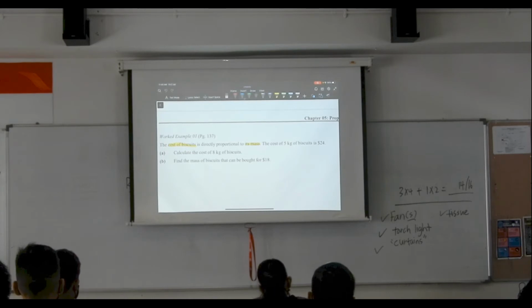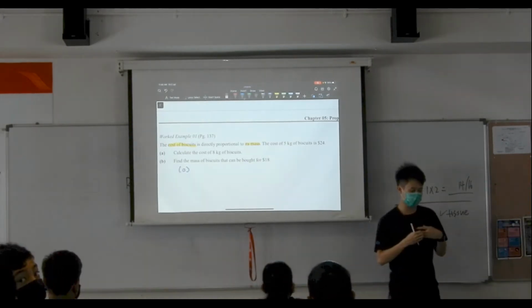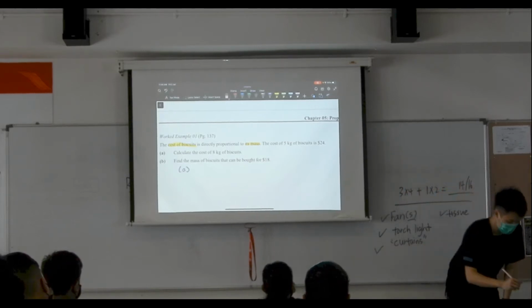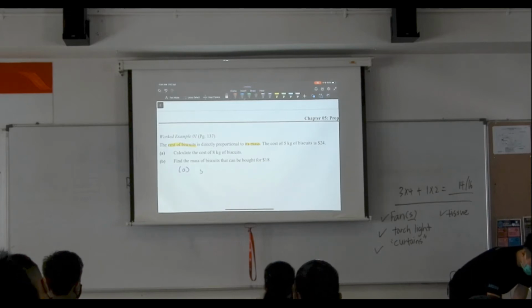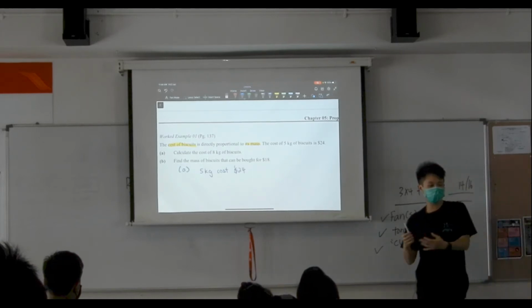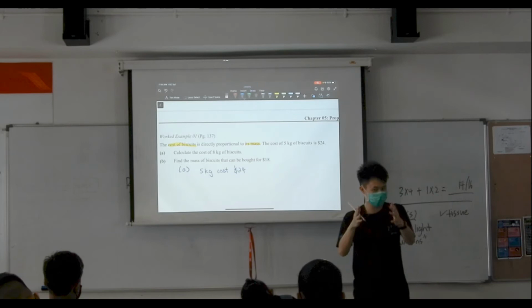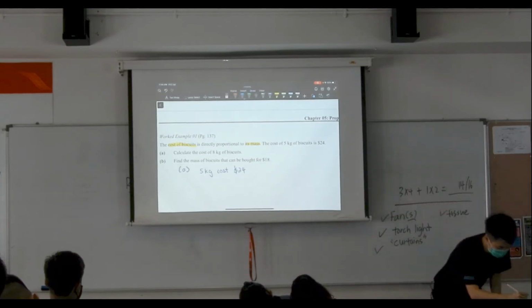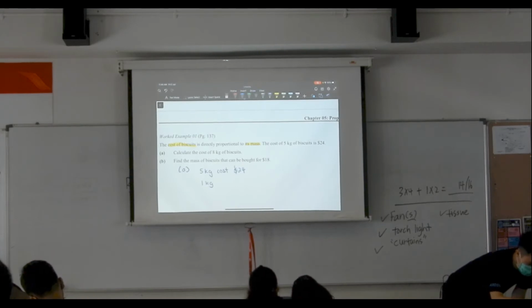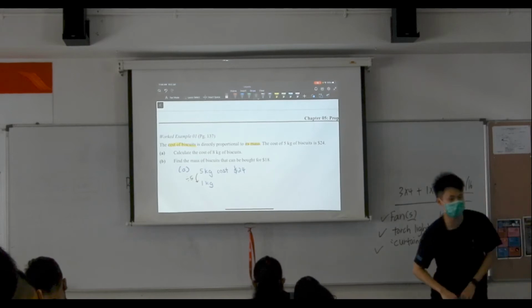For part A, the first step, we start with 5 kg costs $24. Make sense? Now, how are we going to find 8 kg from 5 kg? Is this very similar to last year's work already? All I need to do is find 1 kg. How to find 1 kg? Very good, divide by 5. 5 divided by 5 gives me 1.